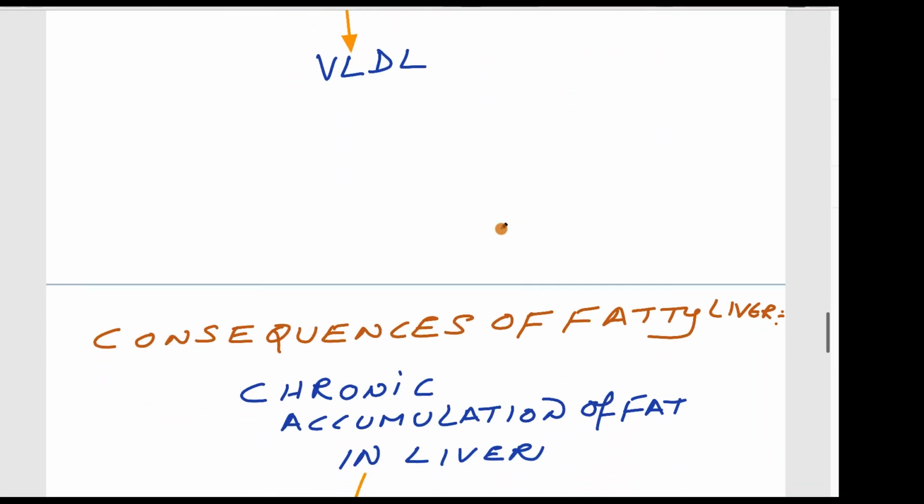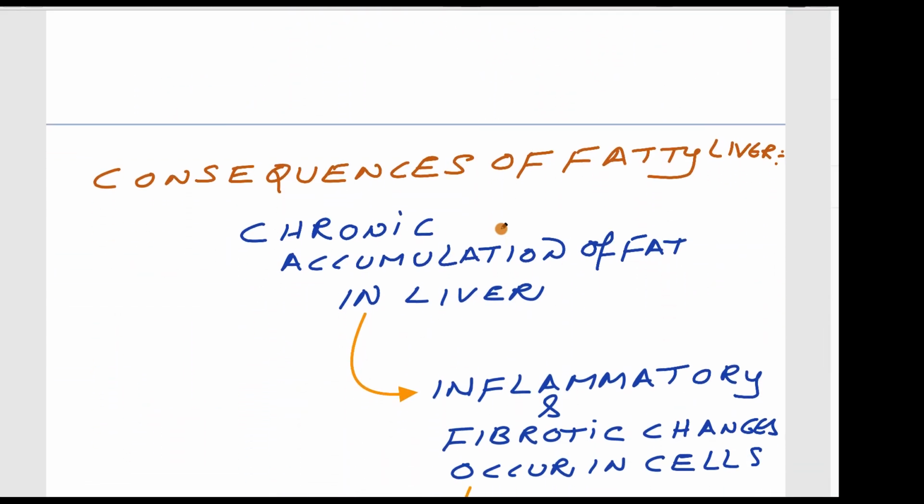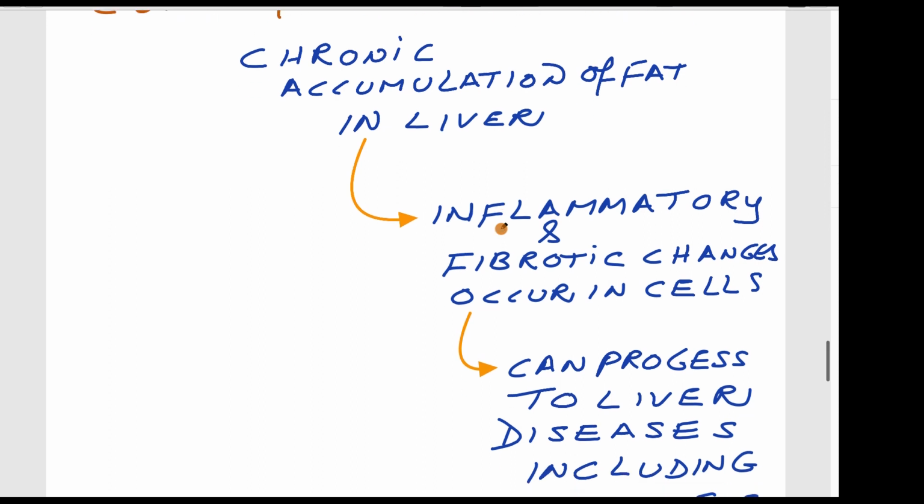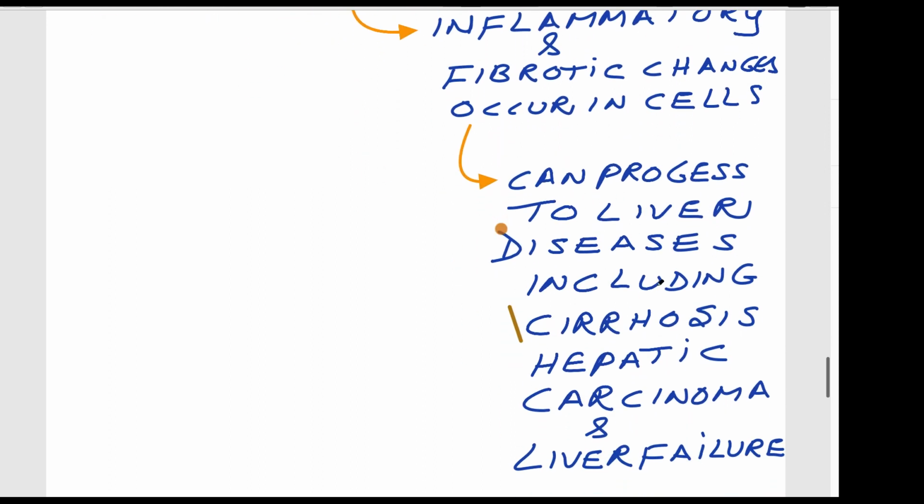What are the consequences of fatty liver? If there is a chronic accumulation of fat in the liver, there are inflammatory and fibrotic changes. Normal tissues are replaced by connective tissue. They are not functional, and it can progress to liver diseases including cirrhosis, hepatic carcinoma, and liver failure. These are various aspects of fatty liver.